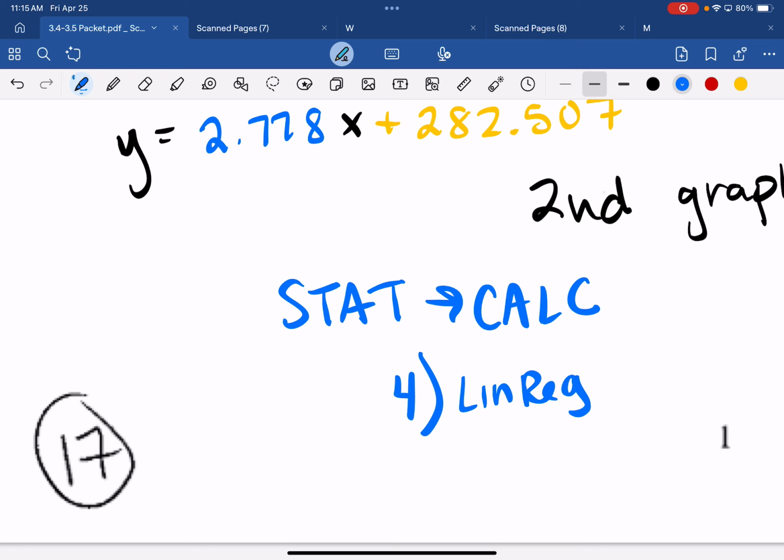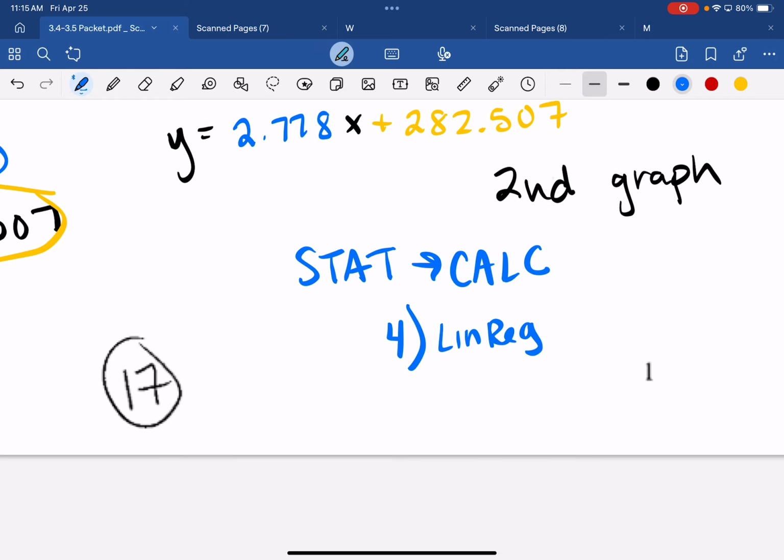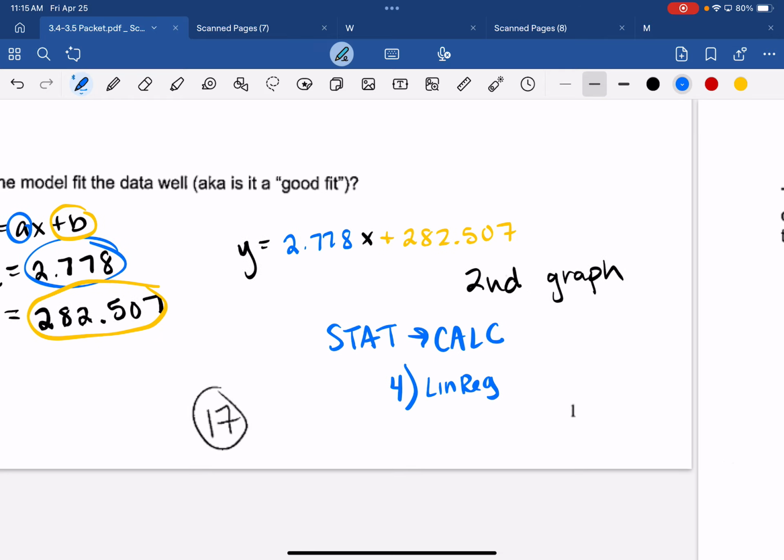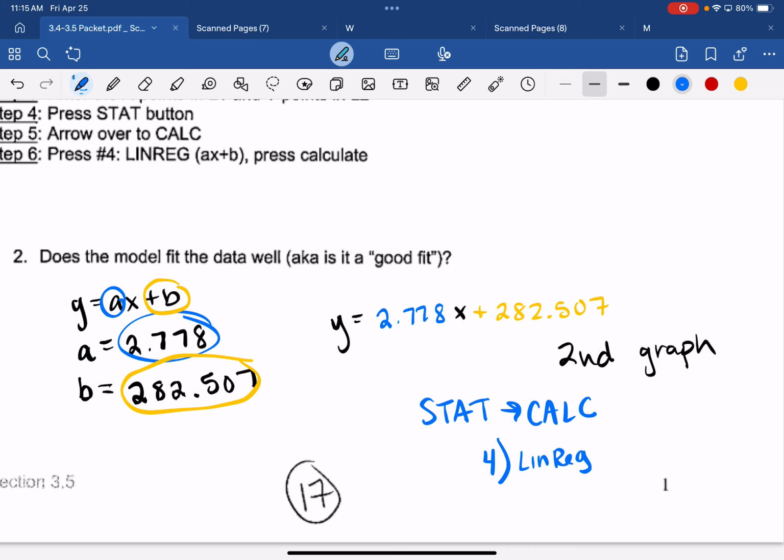How do you expect us to memorize all these steps? Okay, it'll be a lot easier when we do the next one, because right now you're learning it for the first time. So you hit Stat again, you go over to Calc, down to 4.